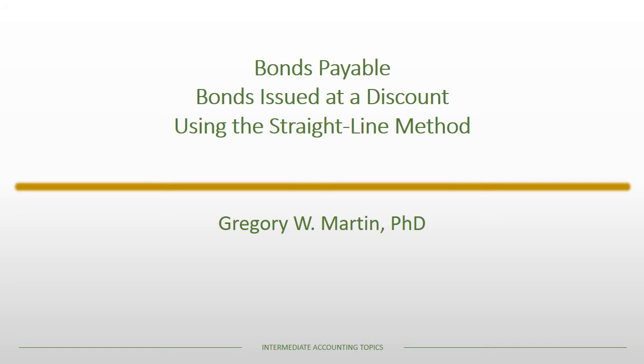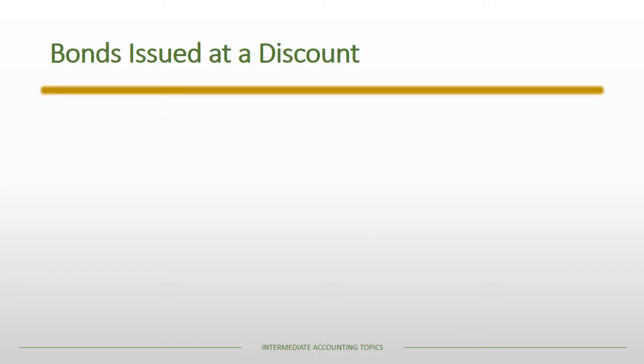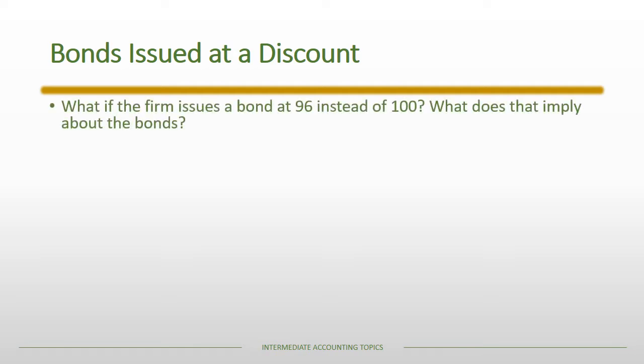Okay, so now we're going to walk into a little more of a difficult situation where a bond is issued at a discount. For this lecture, we're going to be using the straight line method. And so some things to keep in mind when bonds are issued at a discount. In the previous example that we had done, the bond was issued at par. Now let's ask ourselves, what if the bond was issued at 96 instead of 100?